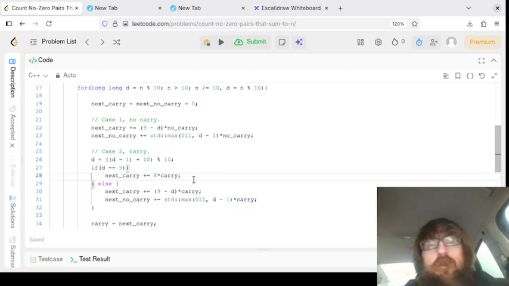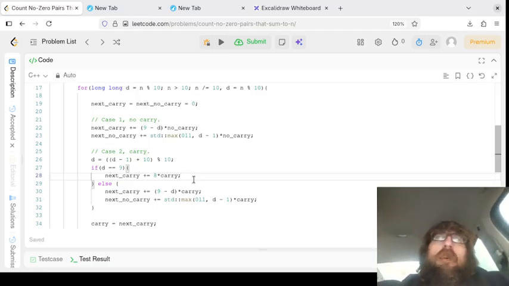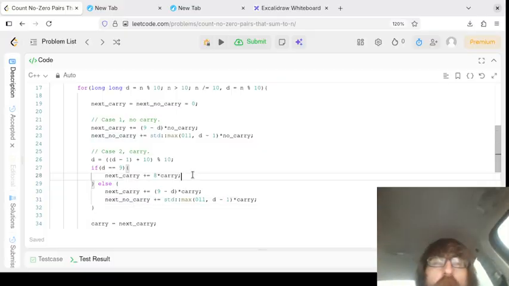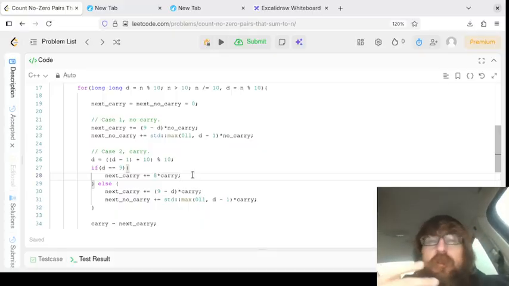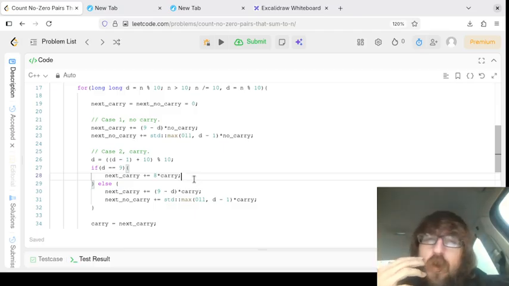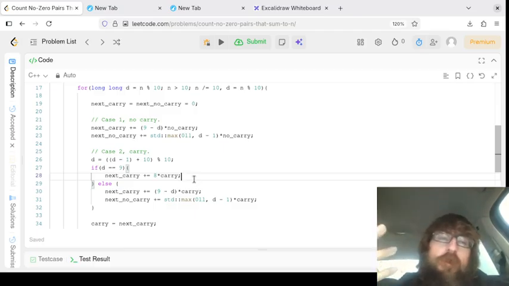If D is 9, what happens is that it means that there is a carry, regardless of what digits are selected. A carry is always going to be applied from that point on to the upcoming calculation. So we don't add anything to the next no carry. There's nothing to add there, because it's guaranteed that we're going to have a carry. So everything gets applied to the carry, and D is 9, which implies that every digit we select is going to be sufficient. The only one excluding 9. So 9 is the only one that we would exclude.